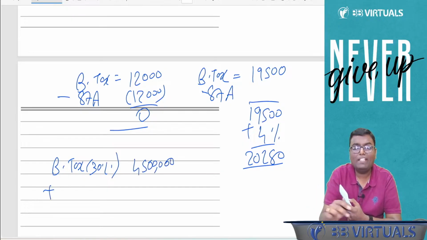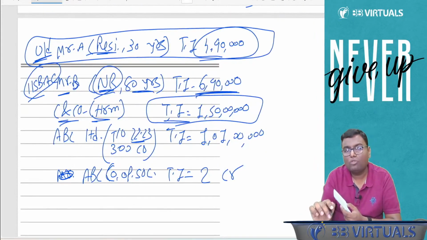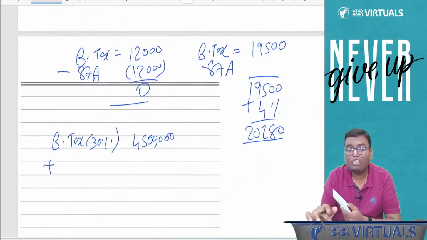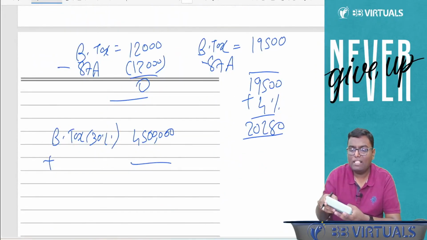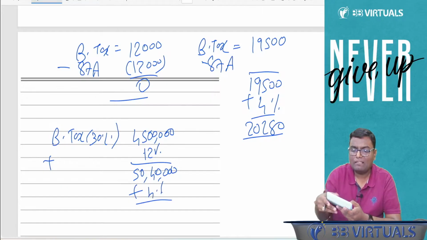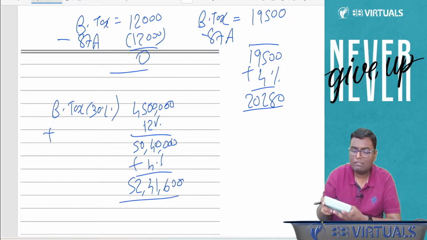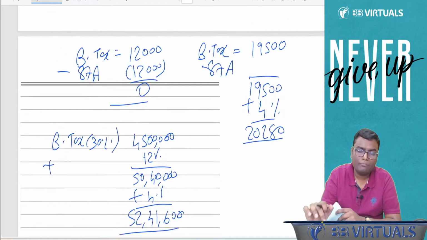Now, can I say my total income is more than 1 crore? So if it is more than 1 crore, what will be the rate of surcharge applicable? 12%. So I will add 12% in this. It comes to 50 lakh 40,000 and I will add 4% cess. So that comes to 52 lakh 41,600. Are you understanding this, people? 1 crore 50 lakh into 30% plus 12% plus 4%.